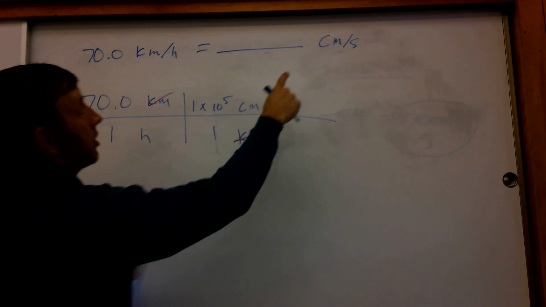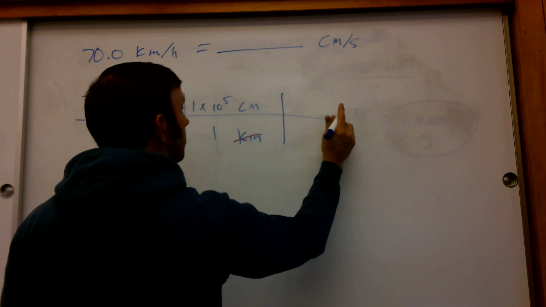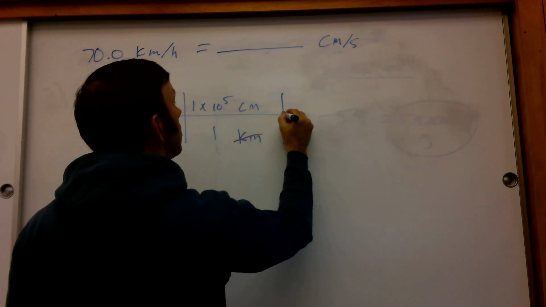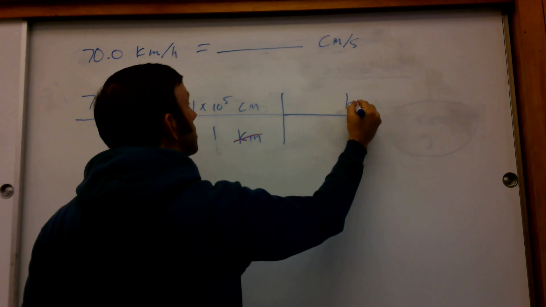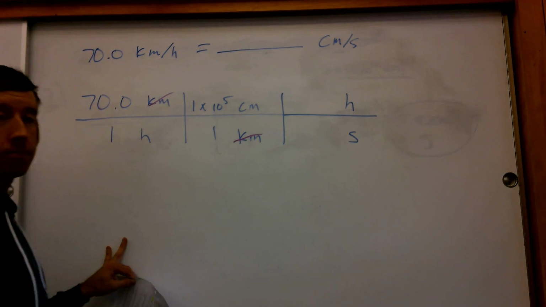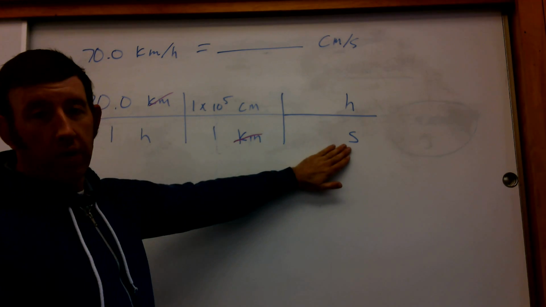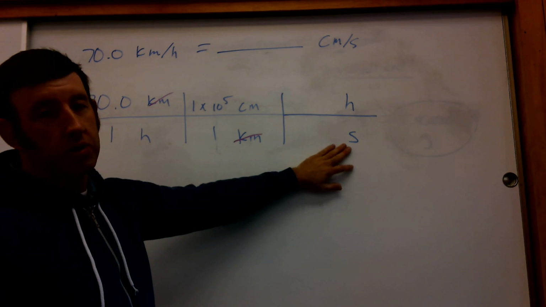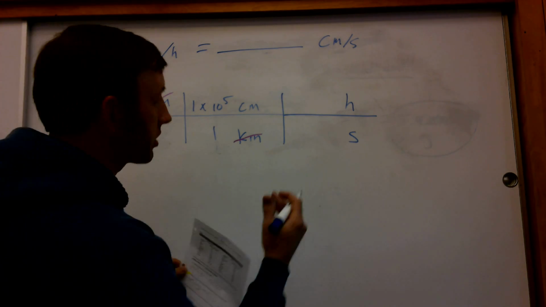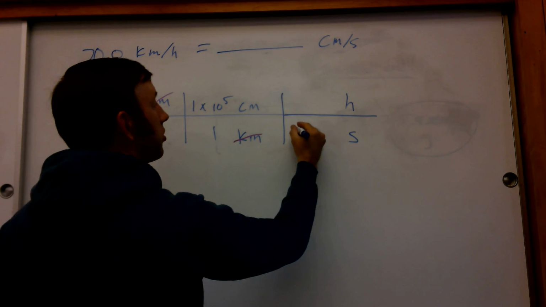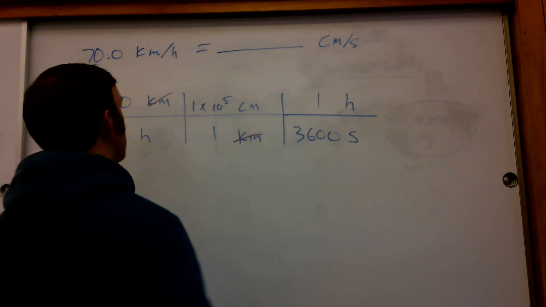All right, I want to get that to centimeters per second. So I've got to do 1 more conversion here, straighten my line out. Okay, hours into seconds. Now you guys should know already that going from seconds to hours, 60 seconds per minute times 60 minutes per hour, that's 3,600 seconds per hour. So the 3,600 accompanies the seconds for 1 hour.